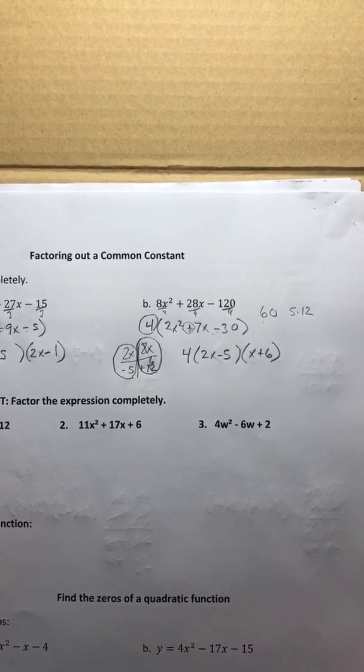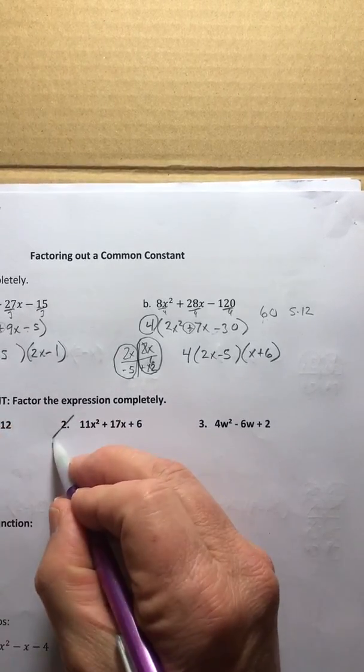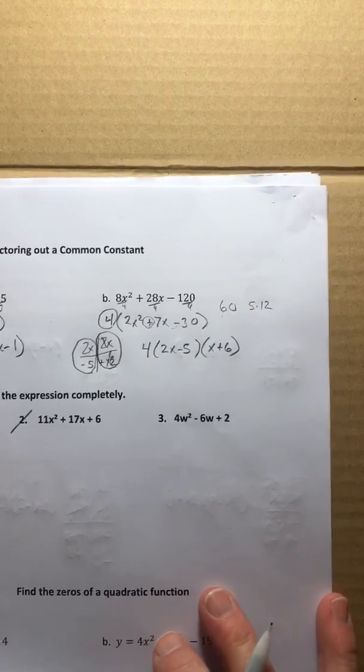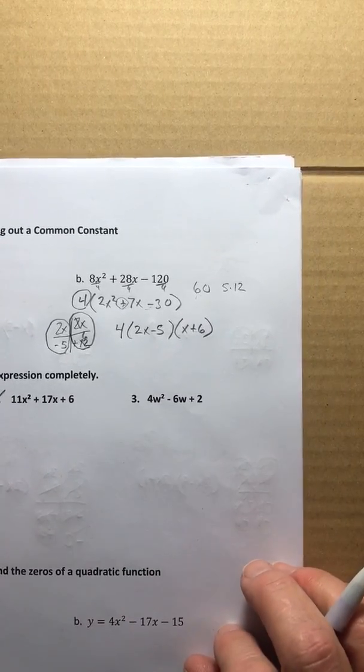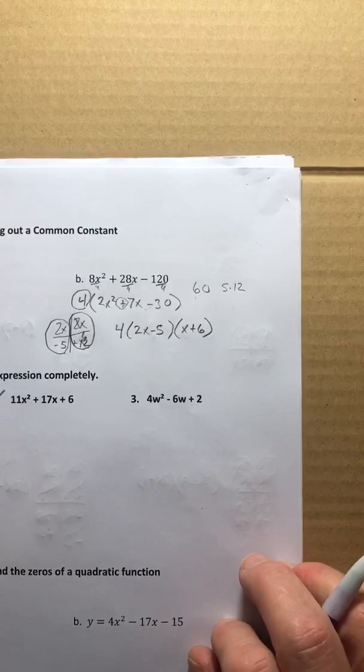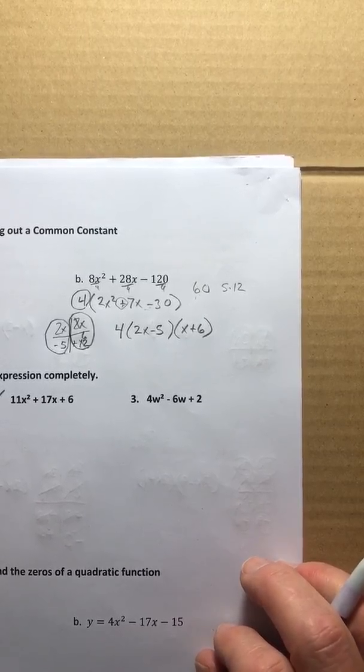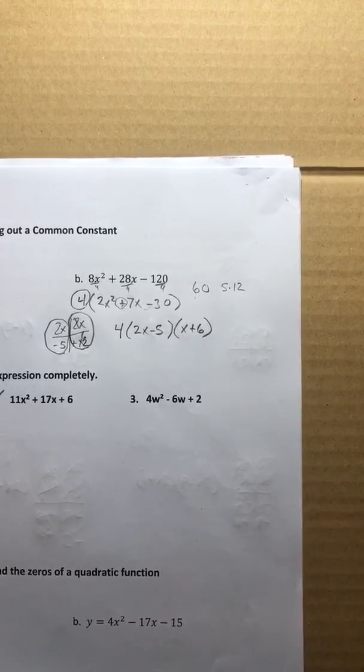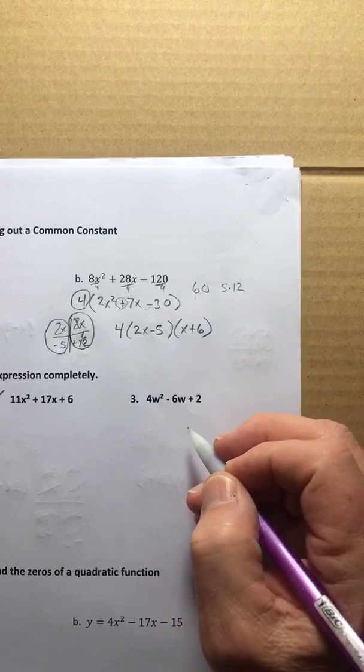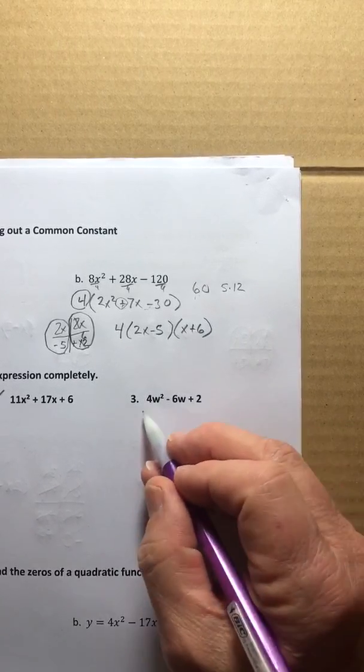All right, I don't want you to do this first one. I don't want you to do the second one, but I do want you to do the third one. So what you should do is pause the video real quick, and then do this and then come back to the video. All right, you should have it done now if you paused the video.